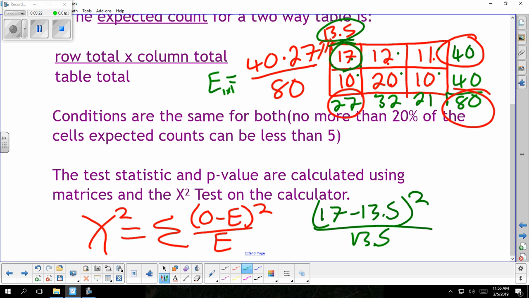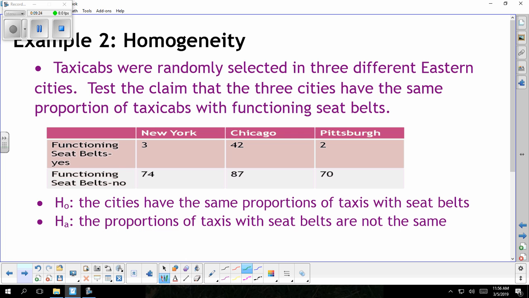All right, so this is an example of a chi-squared test of homogeneity. So taxicabs were randomly selected in 3 different eastern cities. We want to test the claim that the 3 cities have the same proportion of taxicabs with functioning seatbelts. All right. So here's how our null and alternative hypothesis work for all of these tests. Right? Make sure we do a complete test, identify the correct procedure.